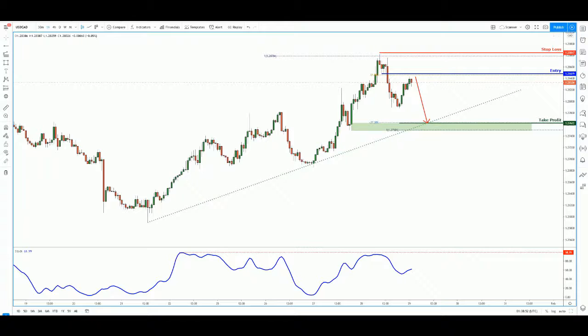So that's all the time that we have for today. That is dollar CAD, the trade of the day.